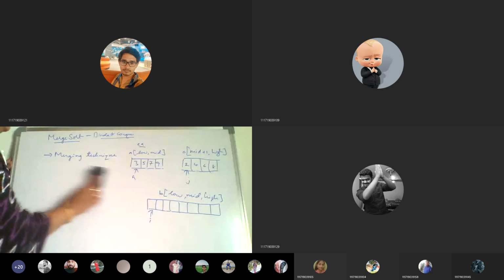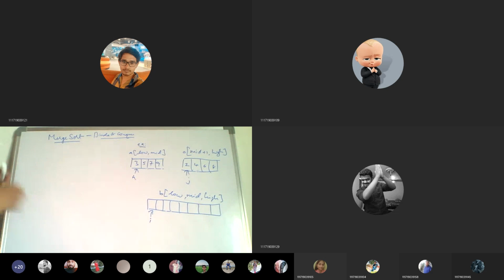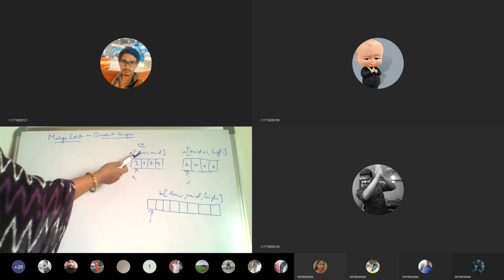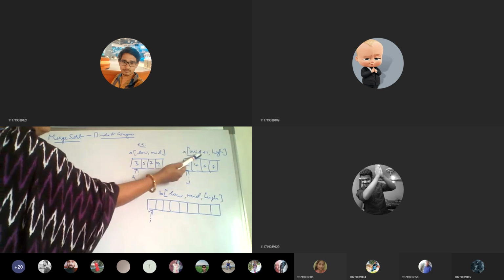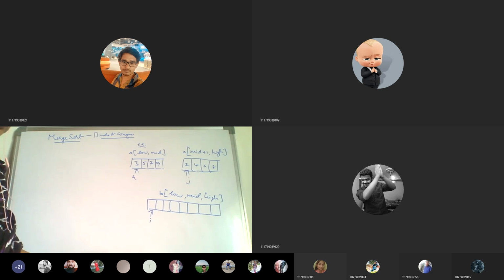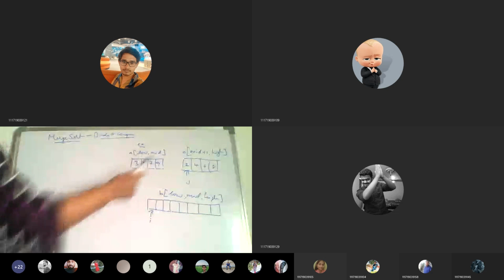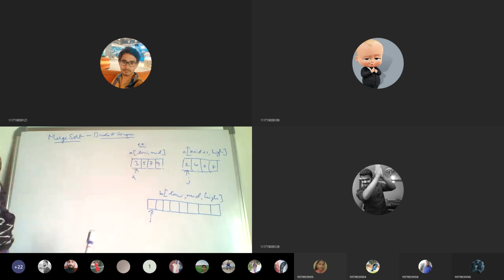So let's see the merging technique with an example. Suppose we have two different lists here. There is an array with 8 elements, but that array is divided into A of low comma mid, and the other one is A of mid plus 1 comma high. When these two lists are there, they have to be merged. While merging, they have to keep them in ascending order.